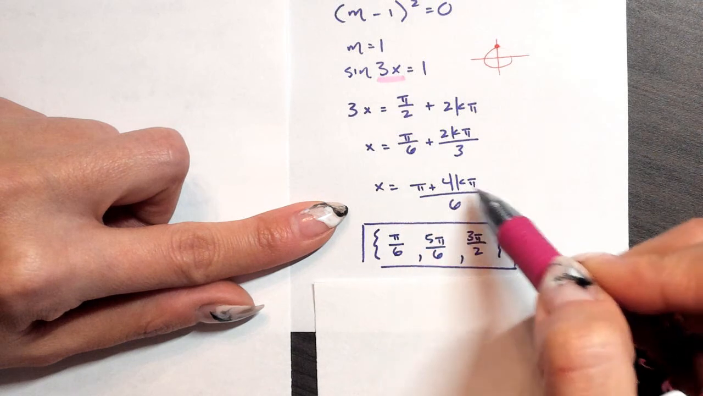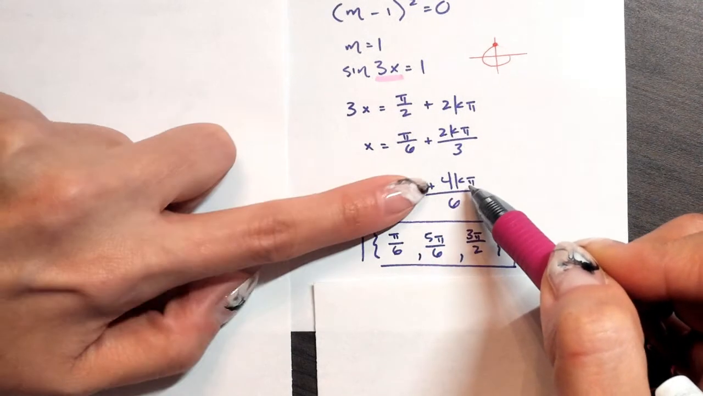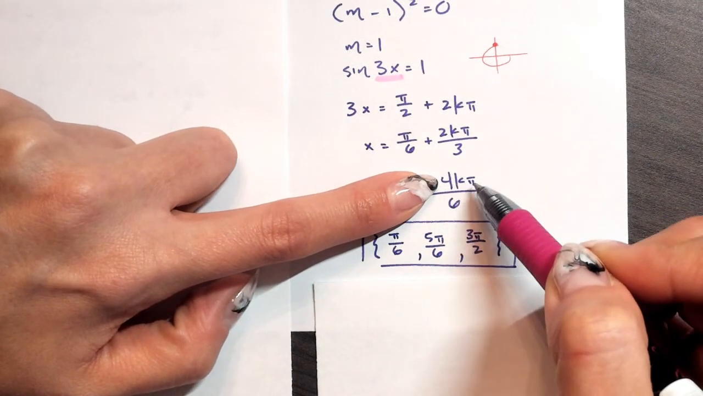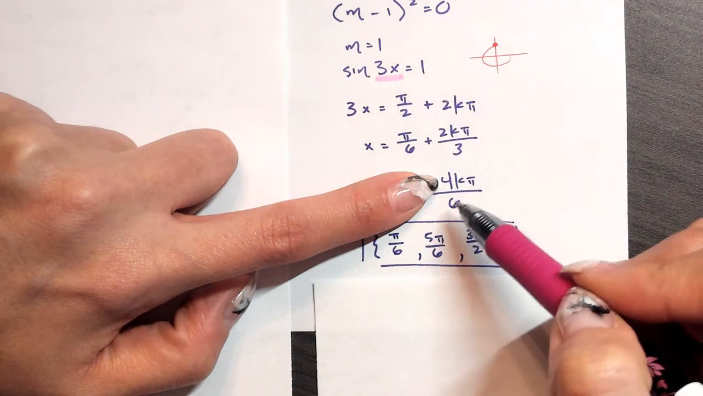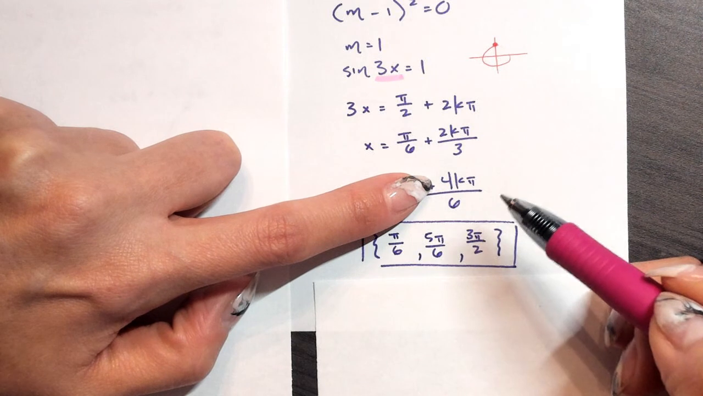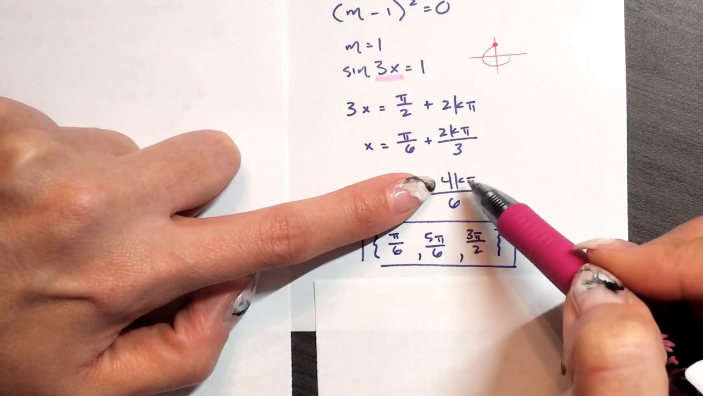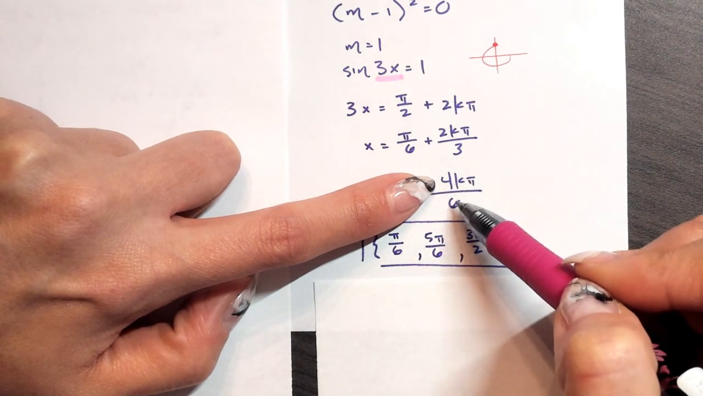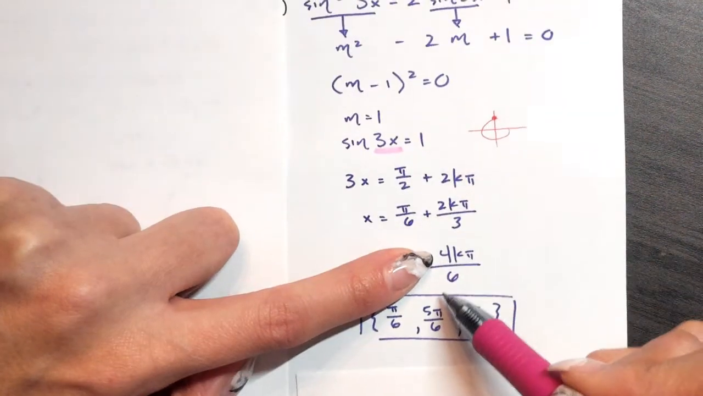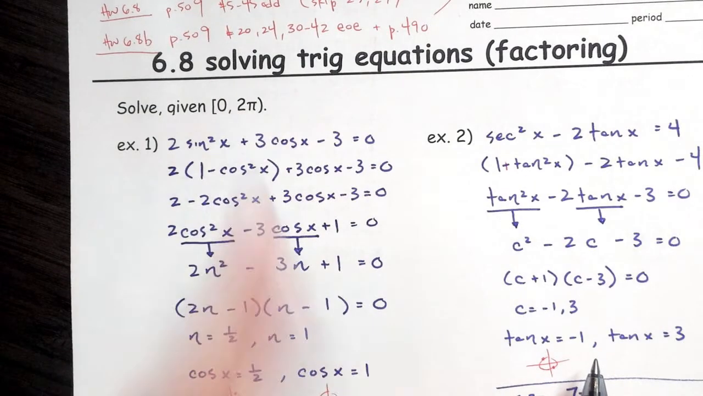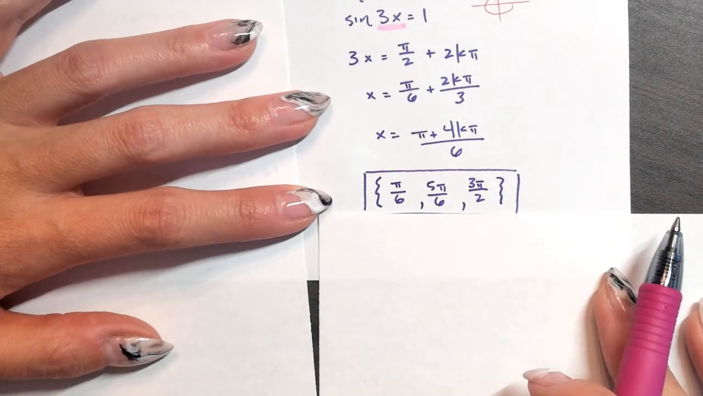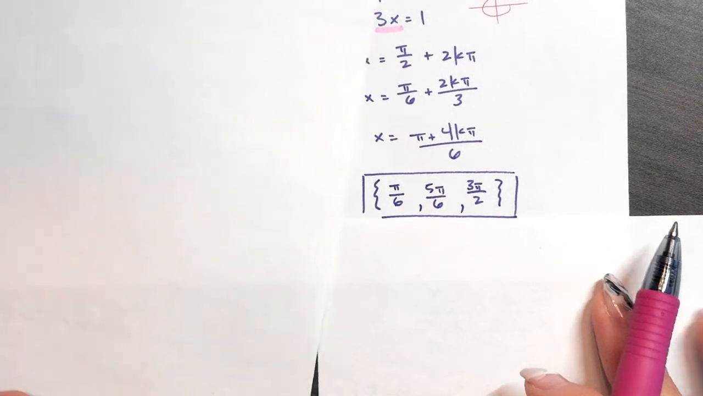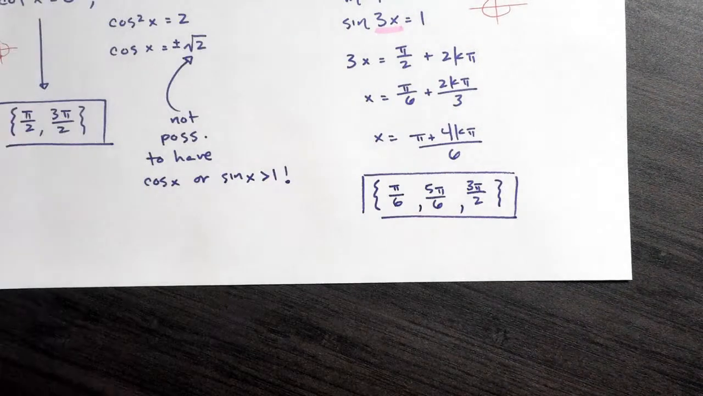If you plug in 3, you get 12 pi over 6, which is, oh, sorry, bigger than 2 pi already. And my answers are supposed to be smaller than 2 pi. So that's why plugging in 3 is already too much. So you plug in 0, 1, and 2. Okay, last 2 on the back.